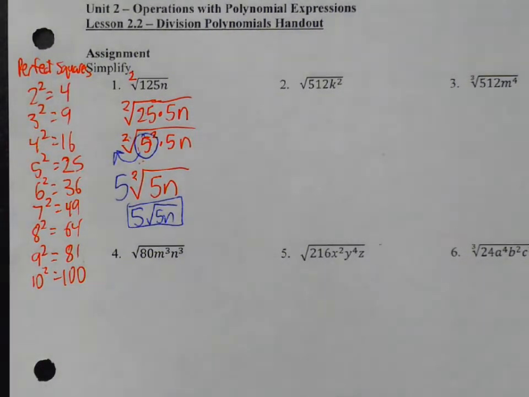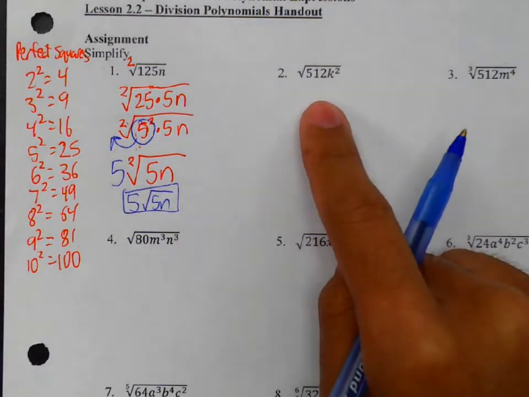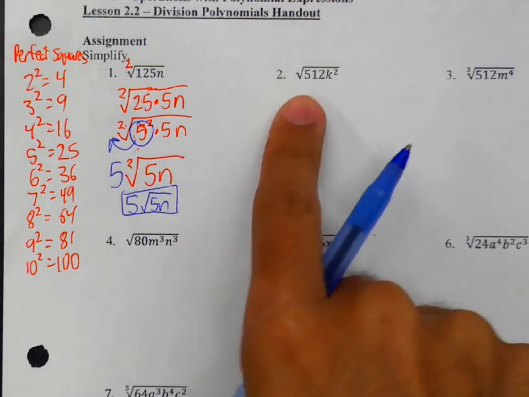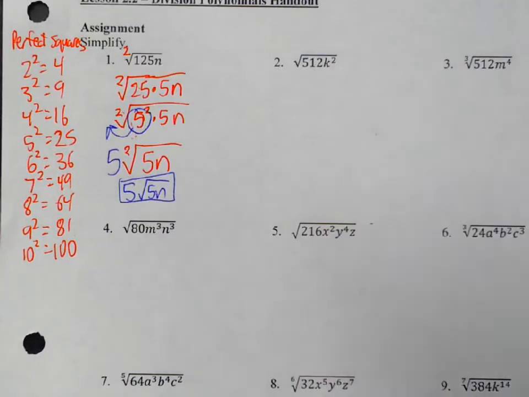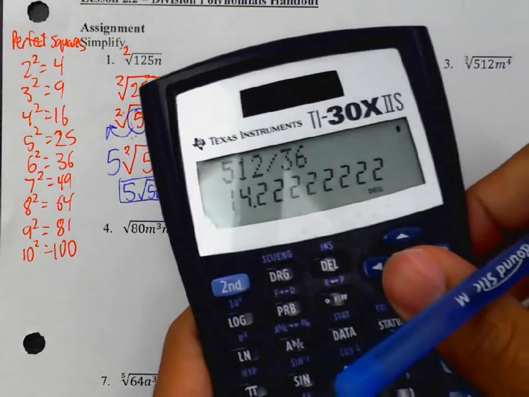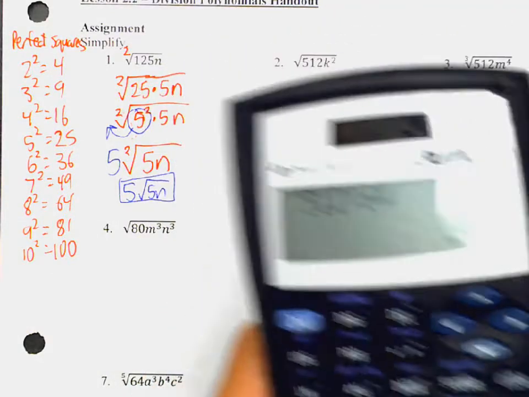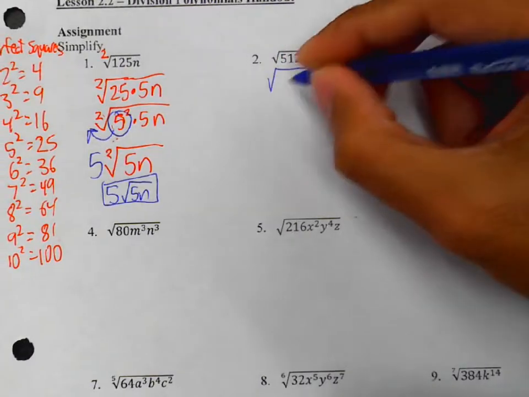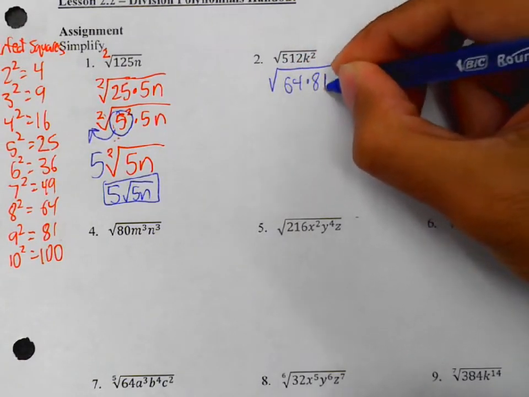Okay, problem 2. So we have the square root of 512k squared. There are different ways to do this problem. So I'm going to look for something that goes into 512. Okay, so 36 does not go into it. 64 does go into it. So maybe I'll rewrite 512 as 64 times 8, and then I also have the k squared.